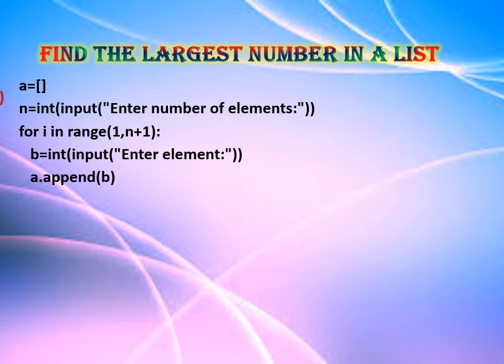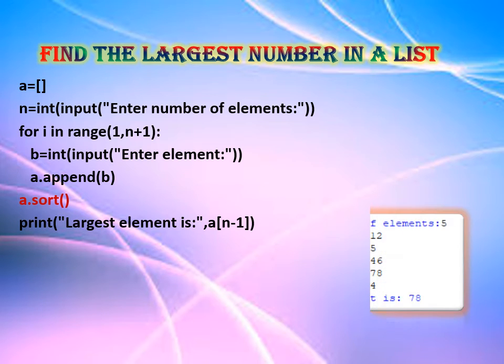using the function append. And next, using the method sort, we sort the elements in ascending order. And next, the largest element, of course, will be the last element. So the last element, how can we find that? n is the number of elements, so n minus 1 means we can find the last element.